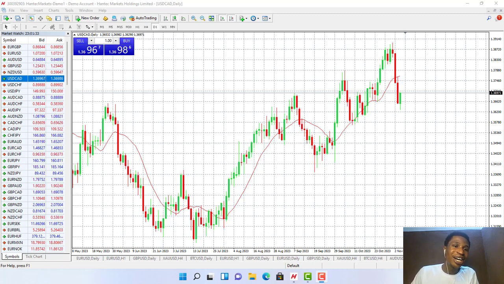Right, so today we'll be doing something different. We've been doing the normal Euro USD, the normal GBP USD, the normal gold and the normal Bitcoin. Today we'll be going into a different pair. Not only a pair but pairs. We'll be going into the USD CAD, the USD JPY, and we'll be trading the CAD JPY too.